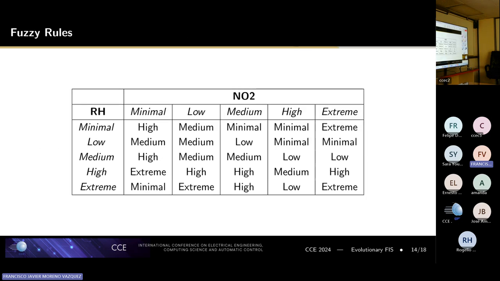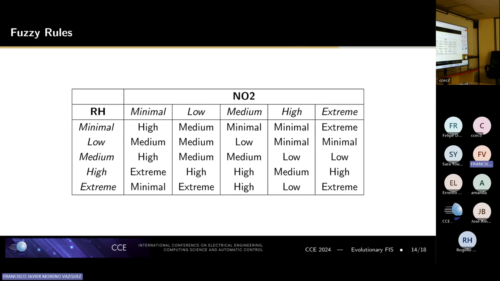Well, this is what a fuzzy rule looks like. It's like a table where we have our inputs and output. The relative humidity and the nitrogen dioxide are our inputs, and the output is the target pollutant, in this case the PM10. In each row and column we have a prediction: if the RH and the nitrogen dioxide are in that range or value, then the predicted PM10 value needs to be in the high range of those linguistic variables in the membership function. And after that, through the defuzzify process, we can get that crisp output.